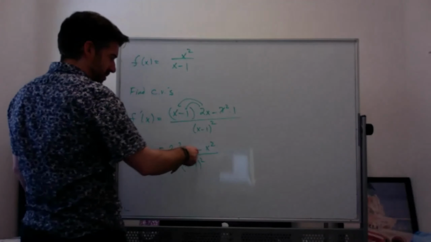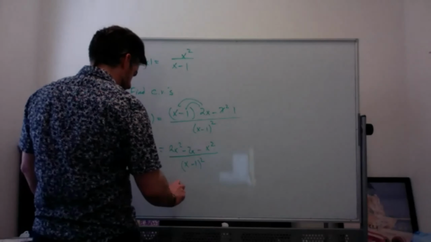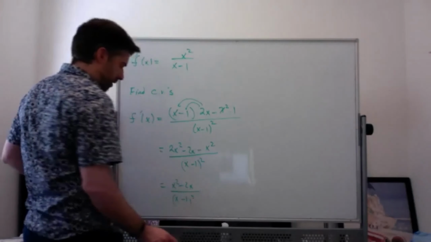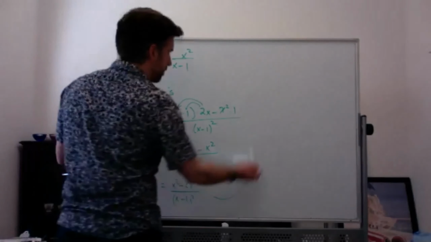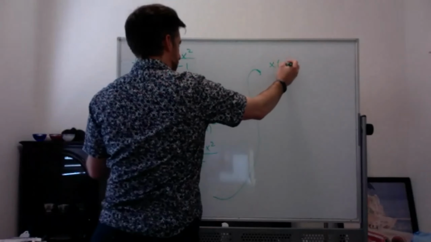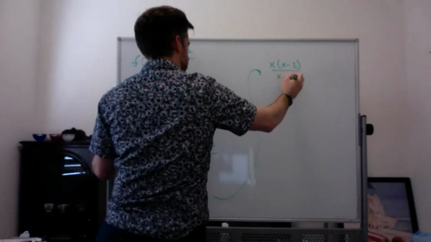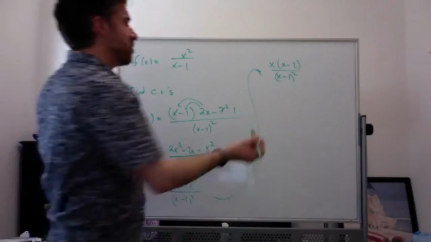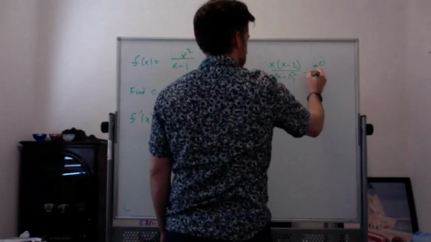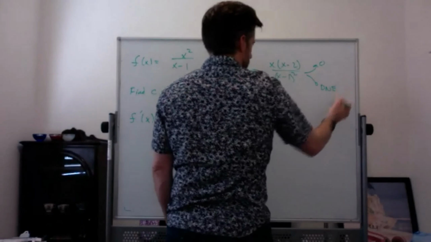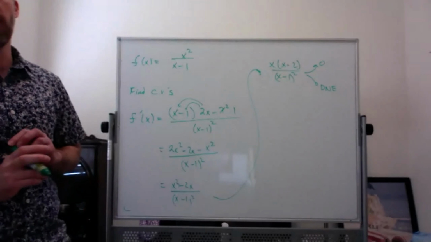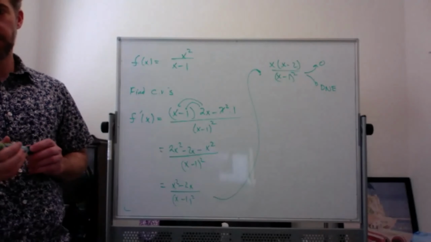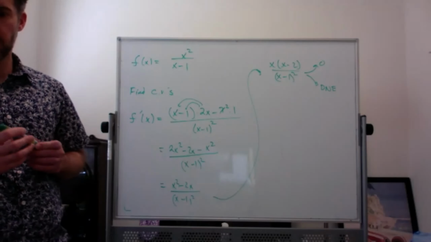Simplifying the top, 2x squared minus an x squared is just an x squared. So x squared minus 2x over x minus 1 squared. And then finally, factoring the top, I get x times x minus 2 over x minus 1 squared. And I want to know where that's equal to 0 or where it's undefined. So let me ask you guys, for 0, what values of x make this thing equal to 0? Yep, 2 and 0.